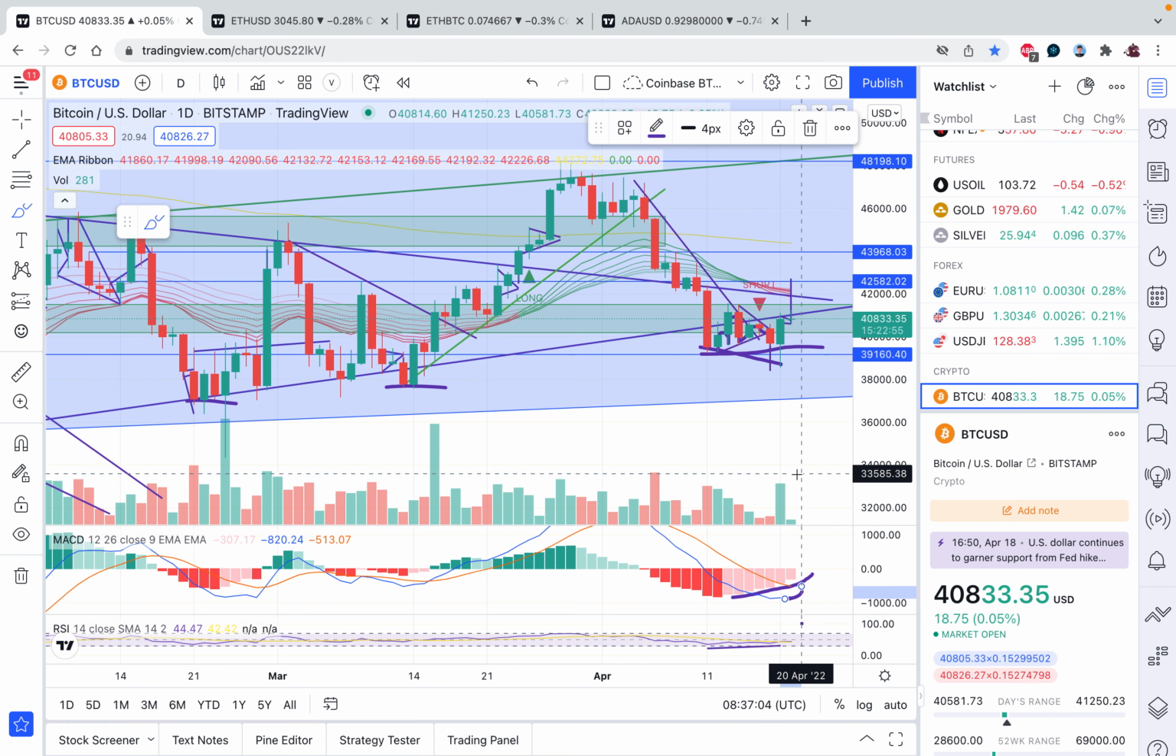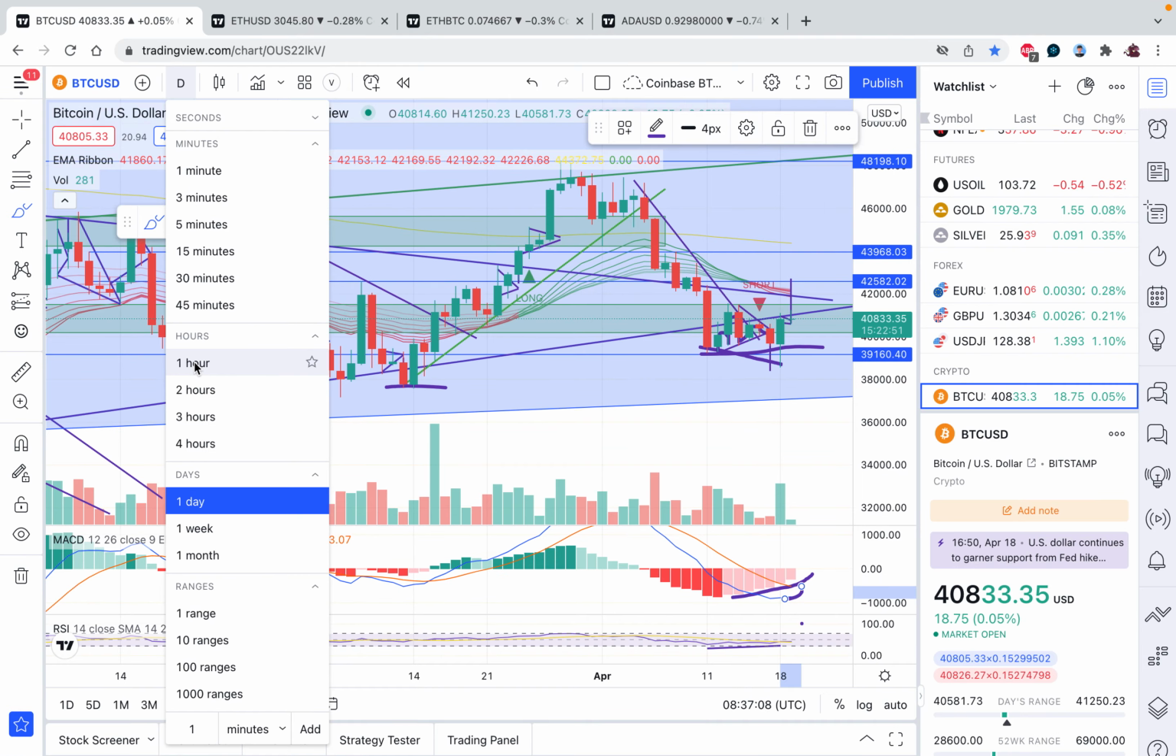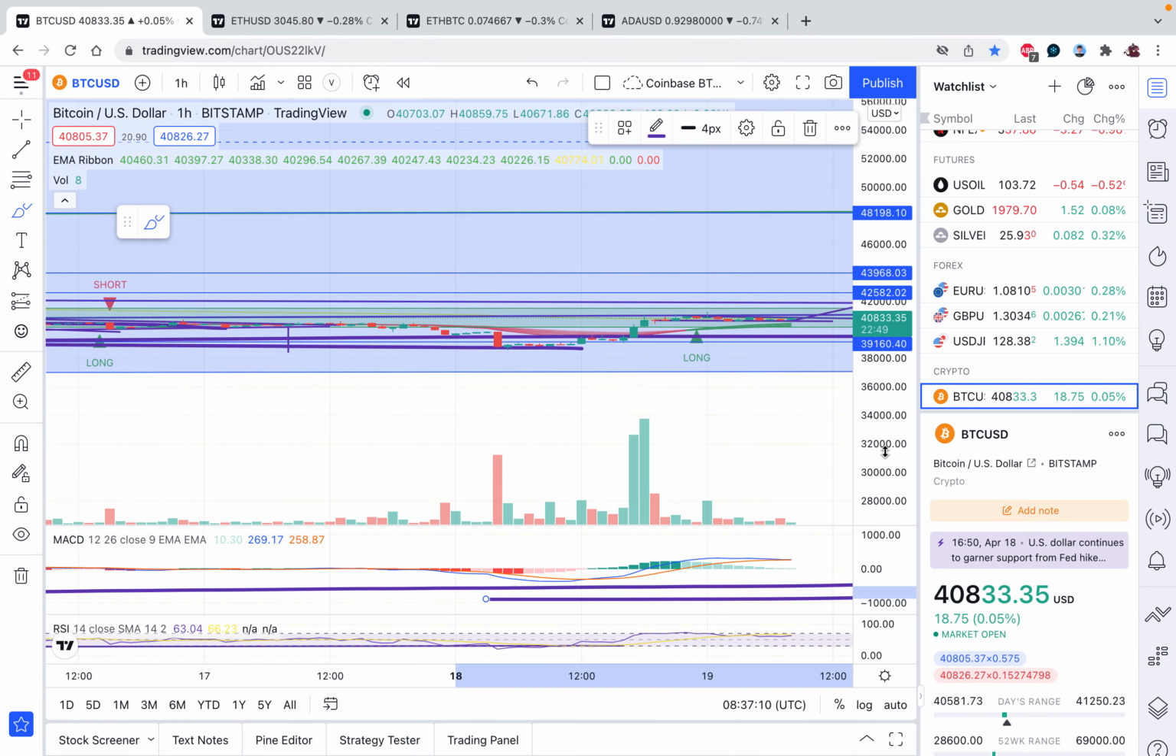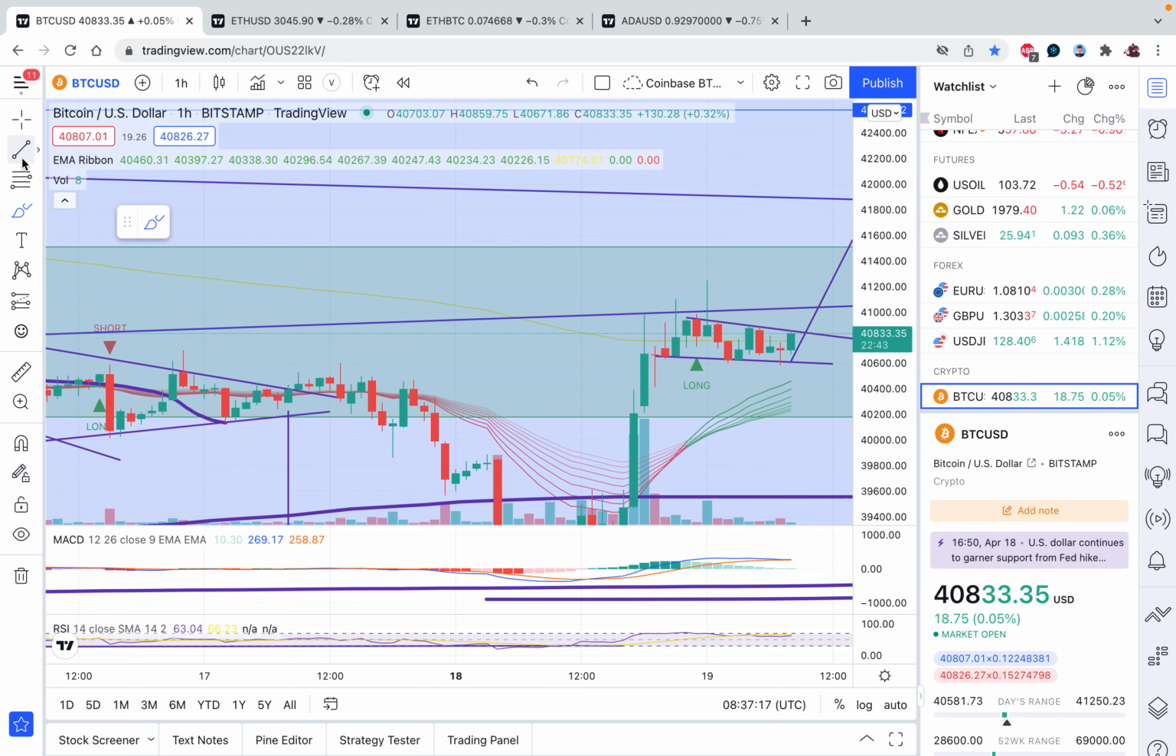So what you can do is like me, trade the shorter time frames and look at this bull flag that we created just now. At this bull flag right here. So yeah, that's what we talked about.